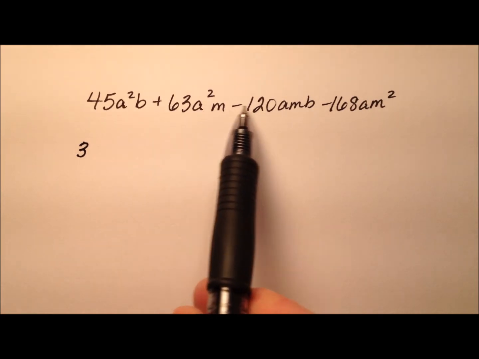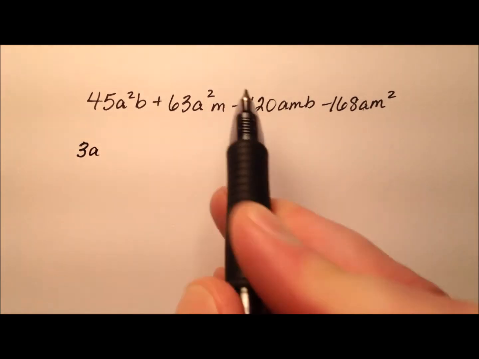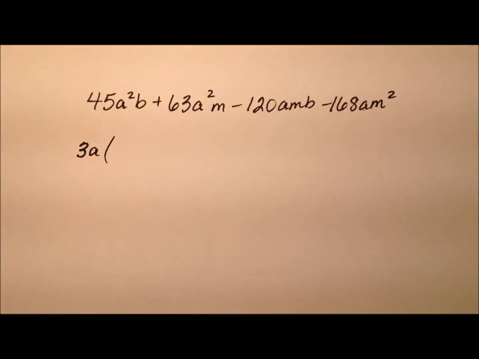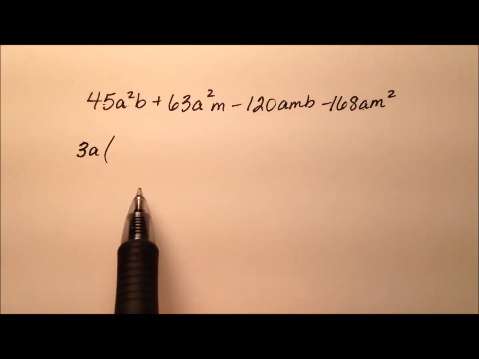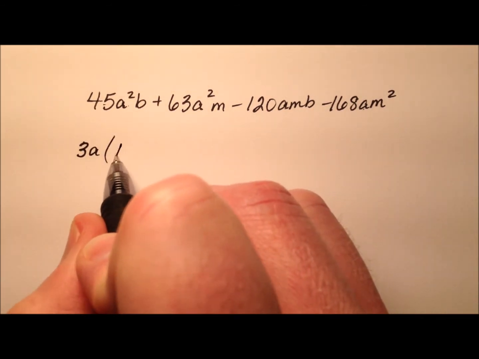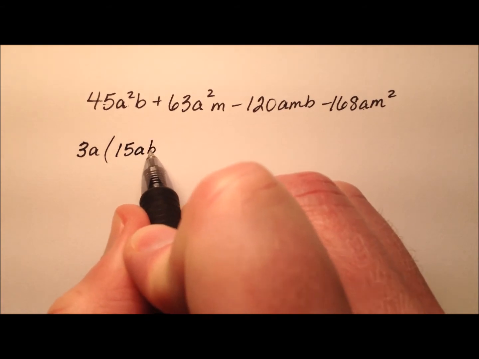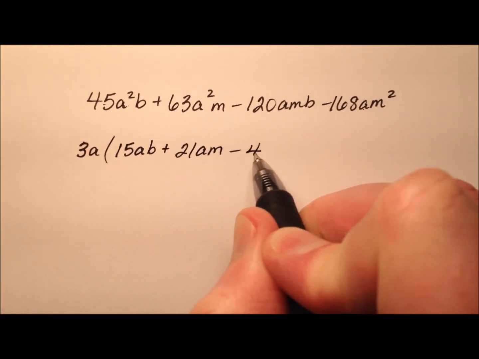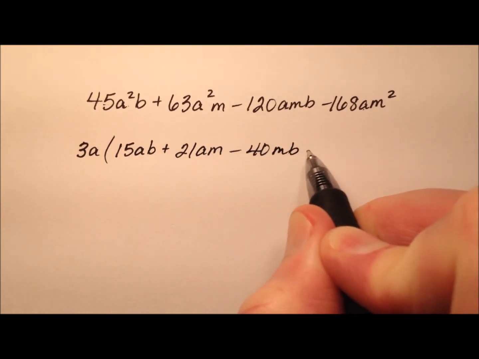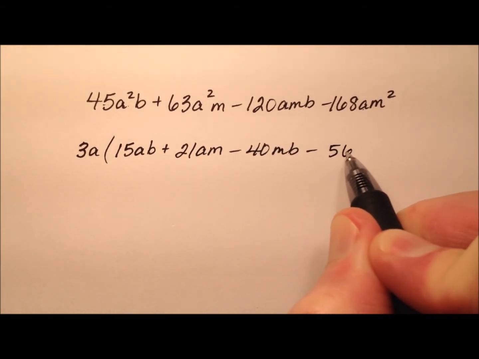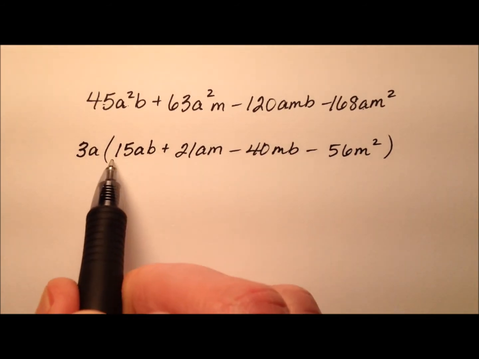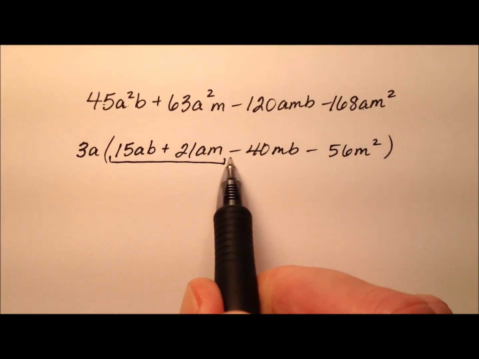And they all have an A, and the smallest is just the one A there. And so that looks like 3A is going to be the greatest common factor between those four terms. So when I divide a 3A out of all of those terms, I'm left with 15AB plus 21AM minus 40MB minus 56M squared.